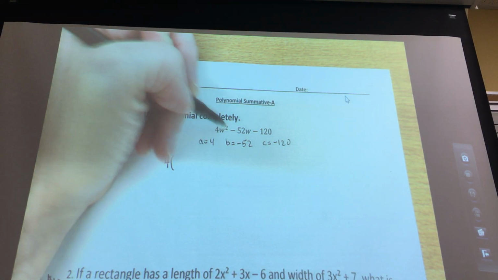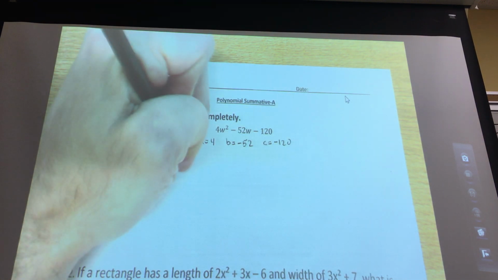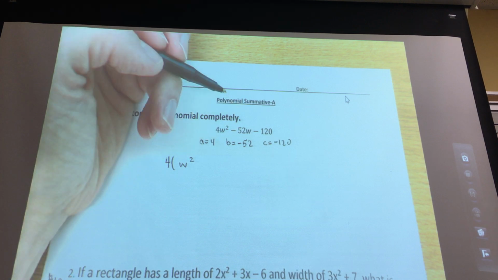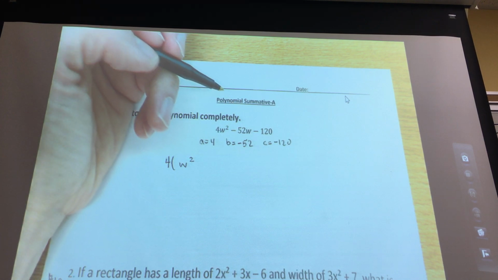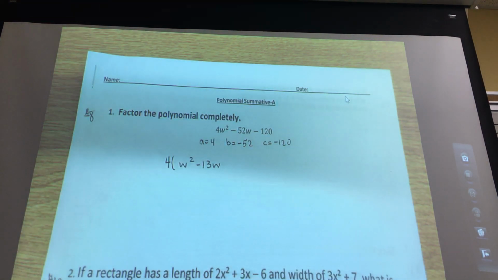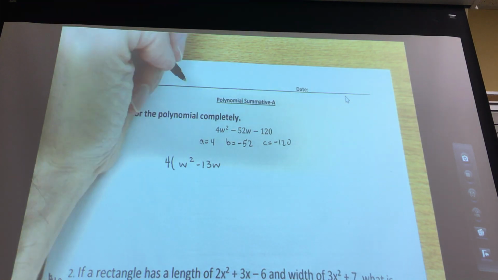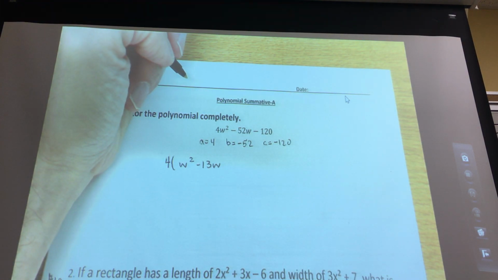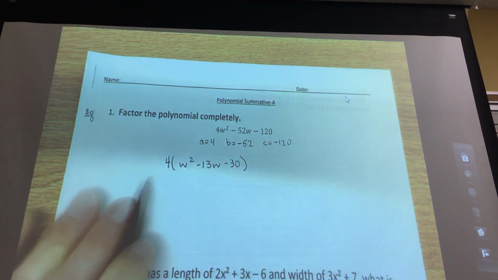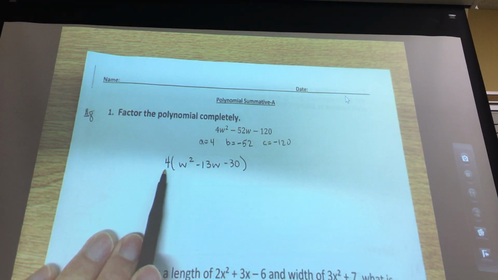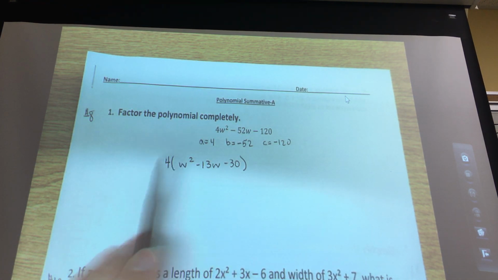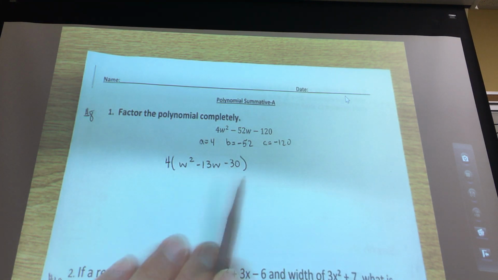So 4w squared divided by 4 is simply going to be w squared. Negative 52 divided by 4 is going to be negative 13w. So you can put that like that. Negative 120 divided by 4 is going to be negative 30. So now you have your GCF found, and you have taken it out of your trinomial here. So these are the same. Now you're not going to want to distribute that back in there. You're going to want to factor this like normal.